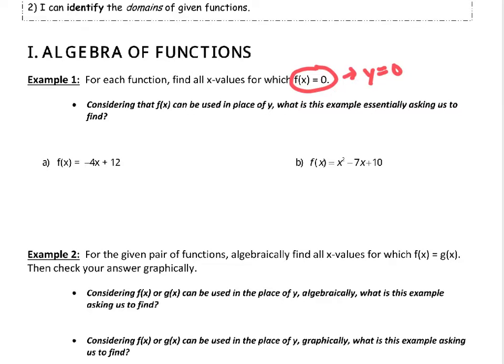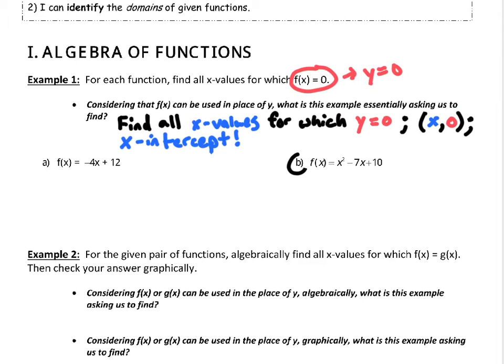Now, you've been asked to do that already in previous lessons. You just have to recognize you may be asked to do the same thing, but it may not be worded in the same exact way. So I will try example B with you, and I would ask that you try example 1a.